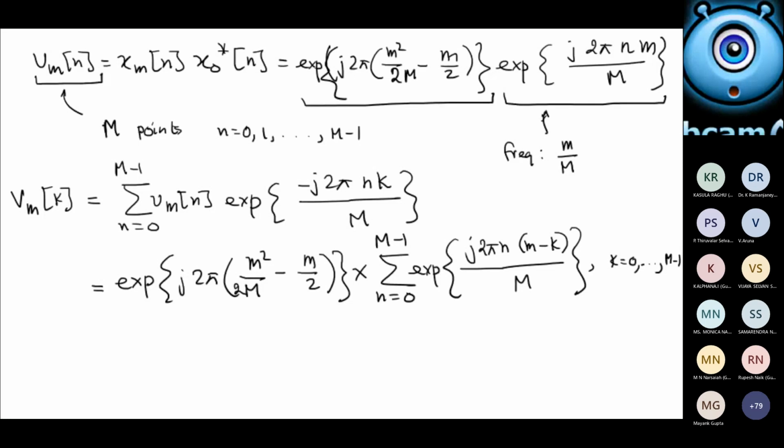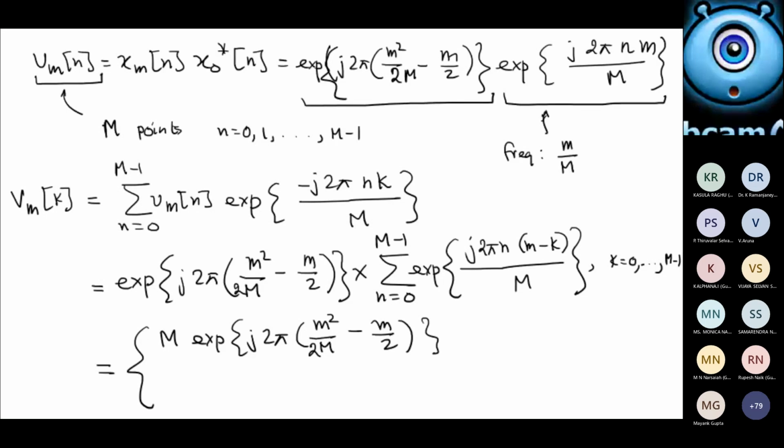Now, if we look at this expression and try to simplify, it's actually not hard to see that the answer is capital M times exponential j2 pi (m squared by 2 times capital M) times m by 2, if we have k equal to m. And if k is not equal to m, then we have a result of 0.